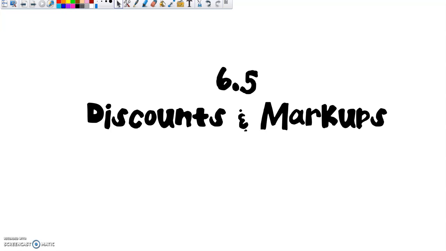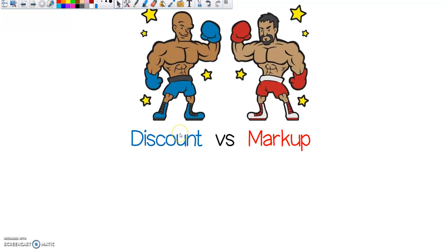Hey guys, today we're learning about discounts and markups, and these are super important. They will serve you throughout your life and help you to be a good bargain shopper. So, what is a discount and what is a markup?